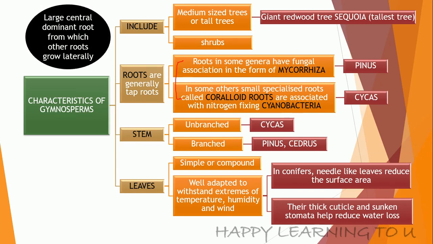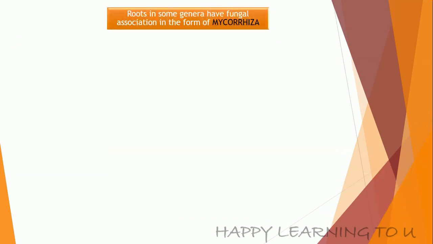Now, what do you mean by the word taproot? Taproot is basically a large central dominant root from which other roots grow laterally. Next, let's see what is meant by fungal associations in the form of mycorrhiza. This means symbiotic associations between a fungus and the plant. In this case, these are the gymnosperm plant and the fungus.